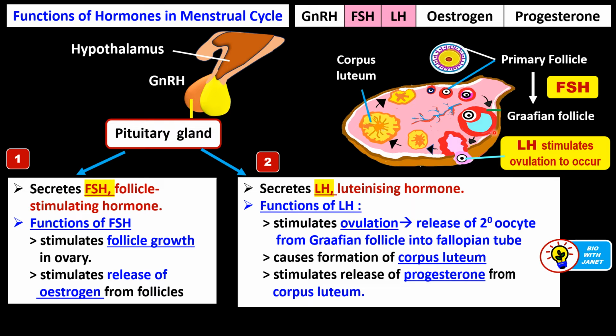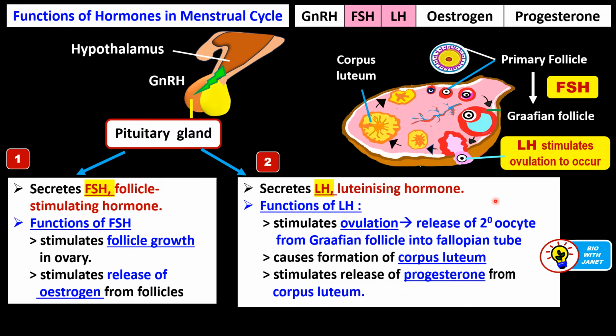All right. At the same time, the primary oocyte in the primary follicle will also undergo meiosis 1 to form the secondary oocyte. Now, FSH also stimulates the release of estrogen from the follicles. So looking at the follicles here, the red part, the follicular cells here, are stimulated to release estrogen by this FSH. Now let's go on to LH.